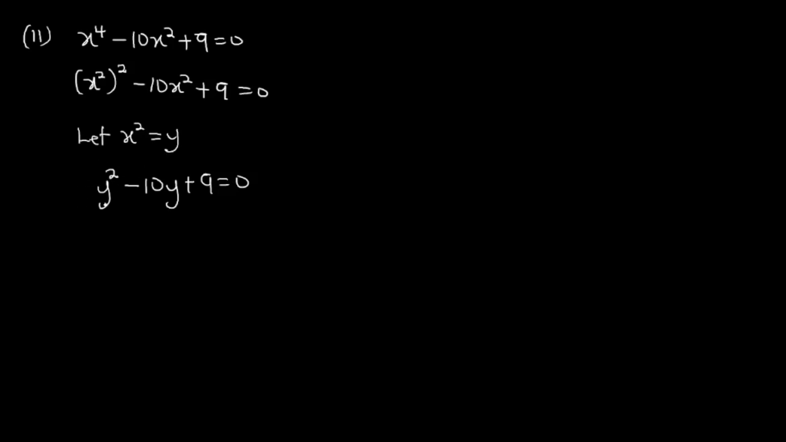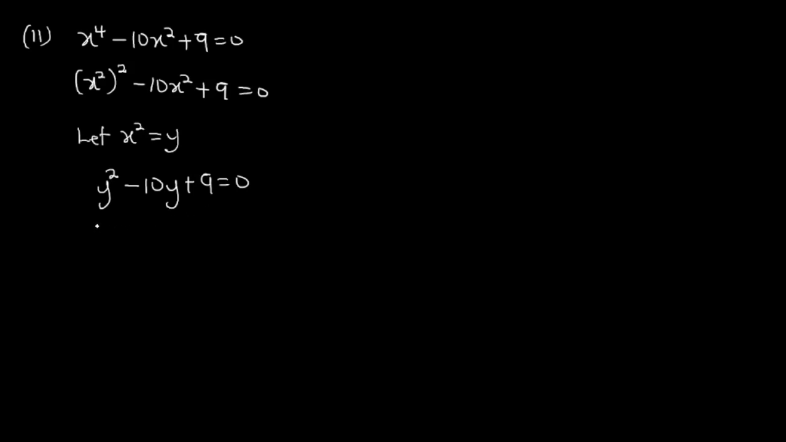Okay, so the coefficient of my y squared term is 1. 1 multiplied by 9 will give me positive 9. Now which two numbers will I multiply to get 9 but add to get negative 10? So 1 and 9 will do that job for us. So negative 1 and negative 9. If you multiply them, you get positive 9, but if you add them, you get negative 10. So we do that.